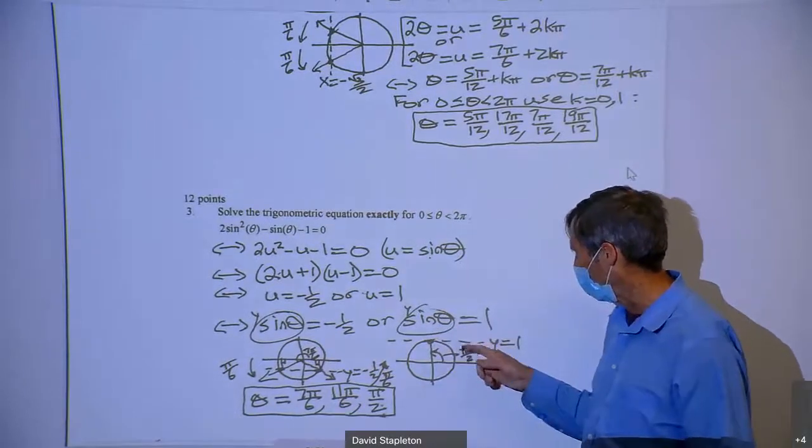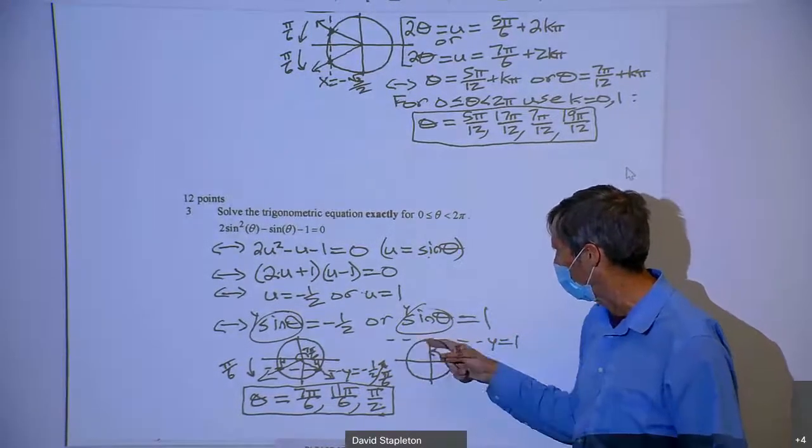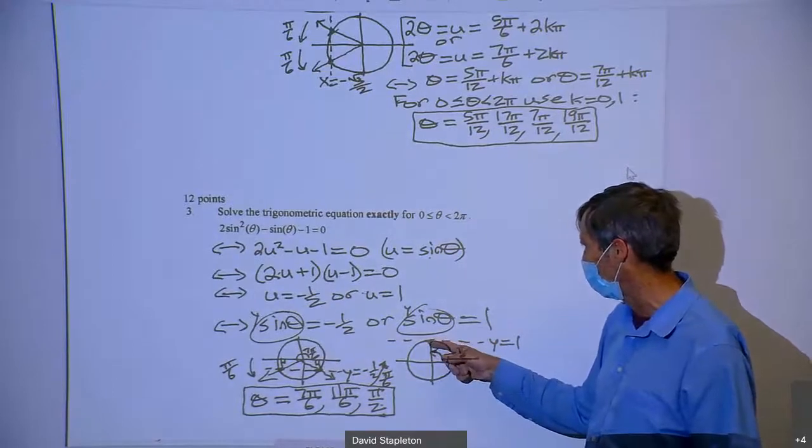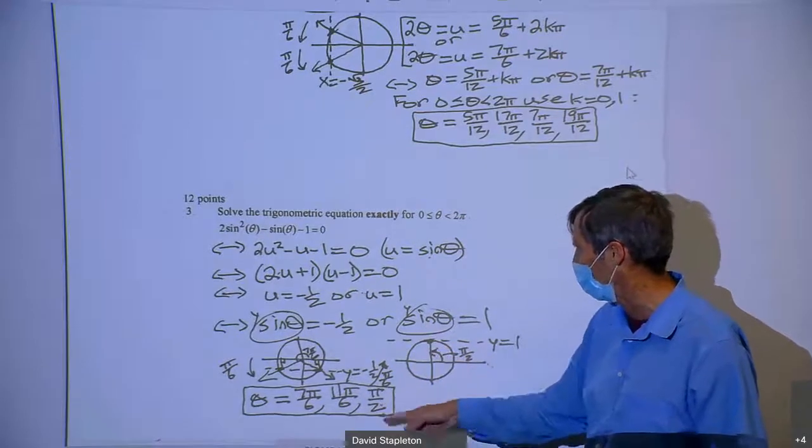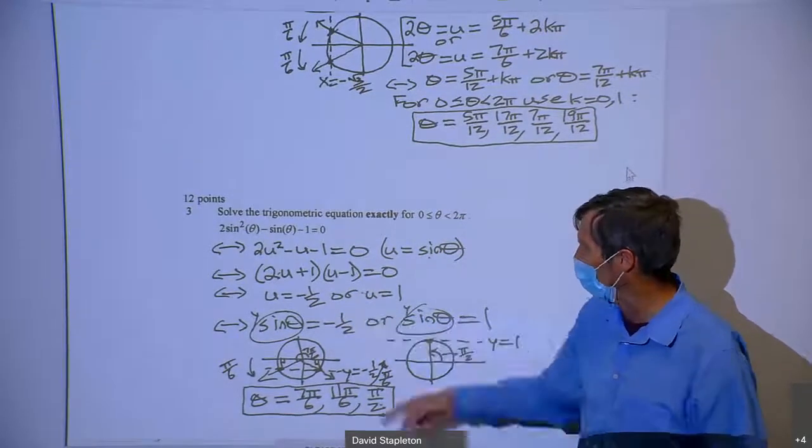Sine equals 1. Well, that's y coordinate equal 1. There's only 1 point. This is tangent to the unit circle because it only goes up 1 unit. 1 point on the unit circle with y equals 1. That's at this angle here, pi/2. So that's the last solution. 3 solutions out of these 2 equations.